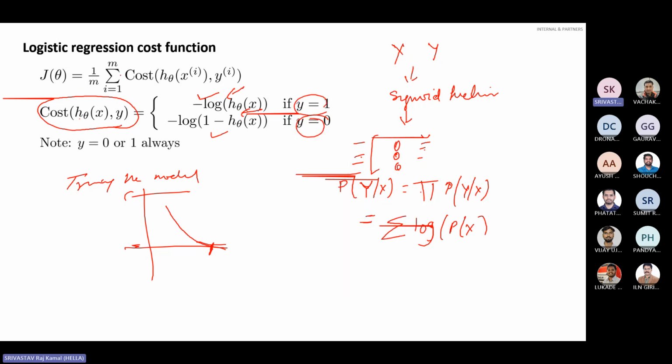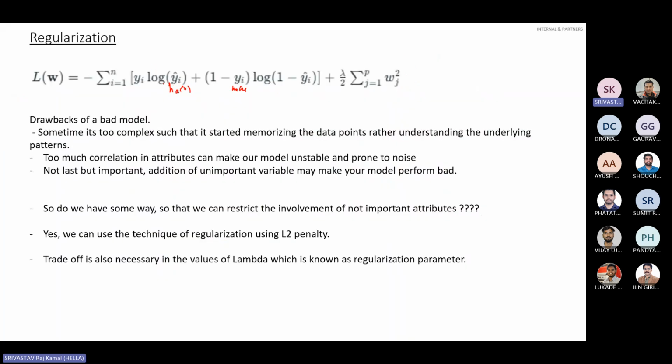So we calculate for all the rows, sum up, and take the mean. So this whole term, if you write it together, this is how it looks. yi log yi, I already showed.